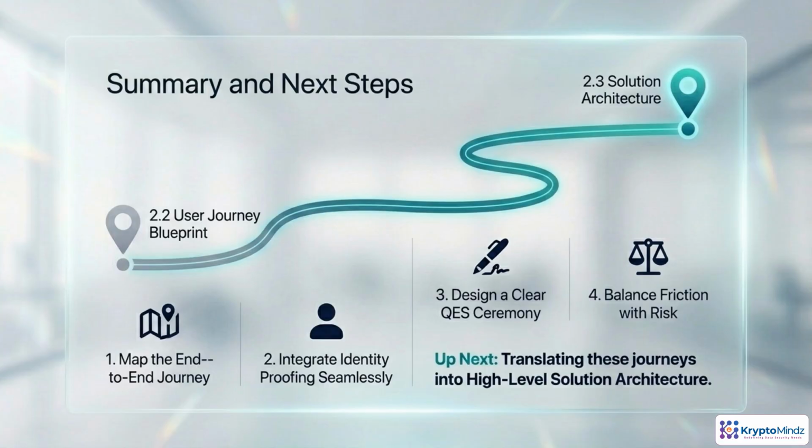You've now seen how to map the end-to-end onboarding journey, plug in identity proofing, and shape a clear, qualified e-signature ceremony, all while balancing friction and risk. Your next step is to turn this journey blueprint into a concrete solution architecture that you can explain, defend, and iterate with your stakeholders.